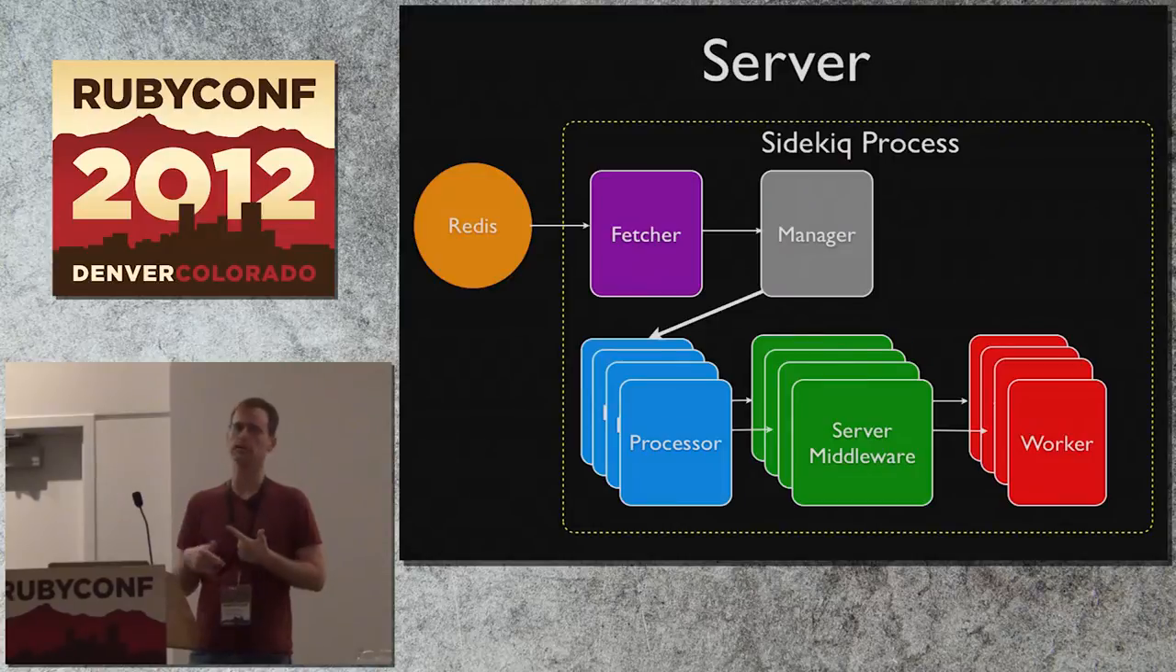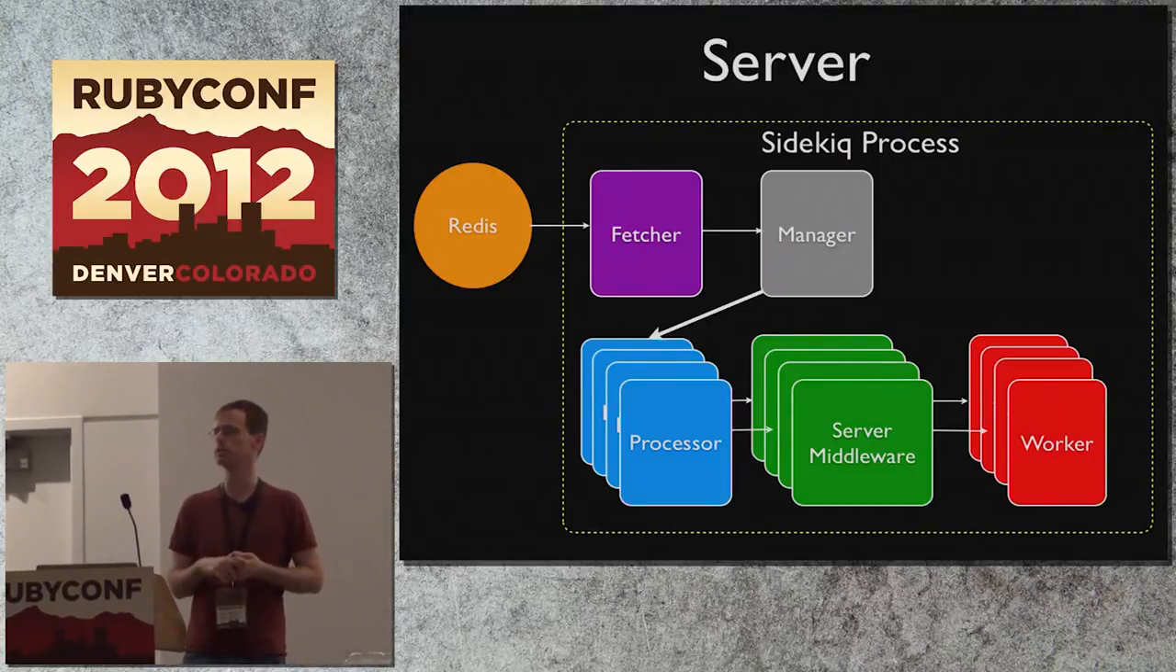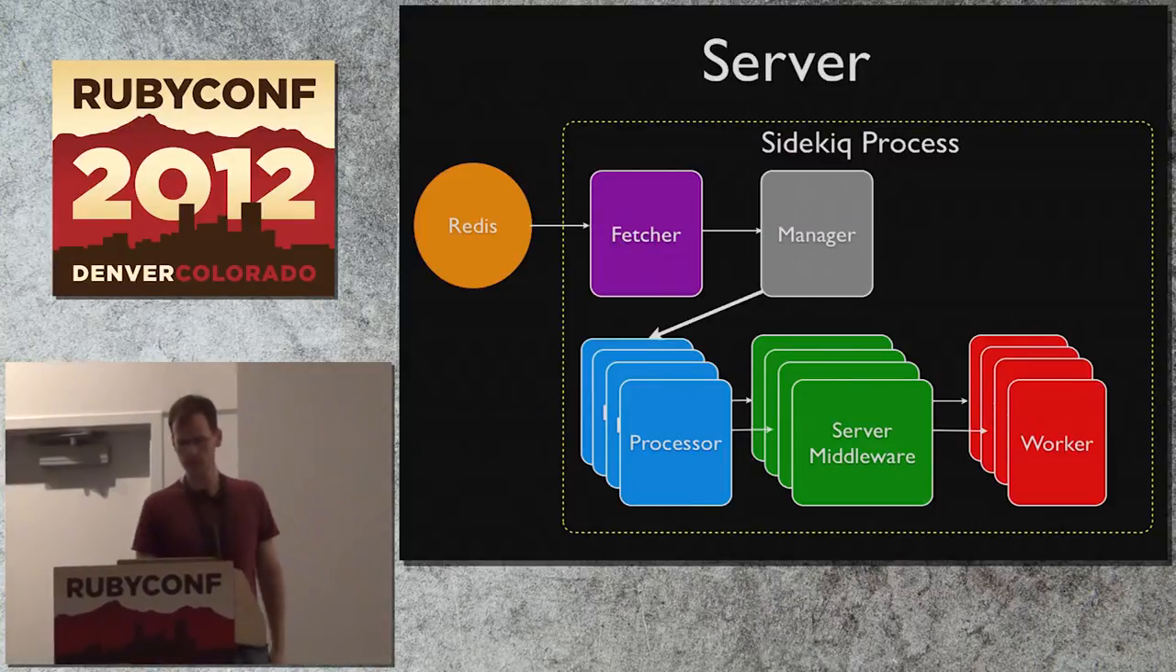Again, that server middleware can modify the message or simply stop the message from getting processed. But once it flows through the middleware pipeline, it's passed to a worker, whereupon it gets executed. And that's where your code is called and the work is actually done. Conceptually, it's pretty simple.